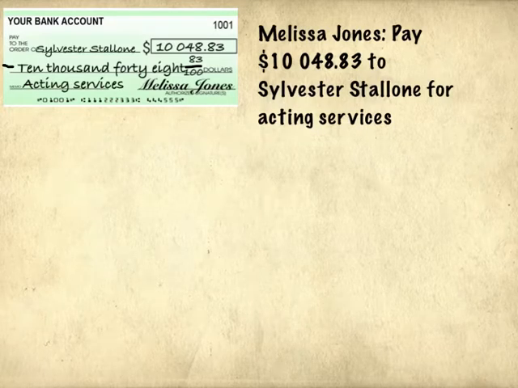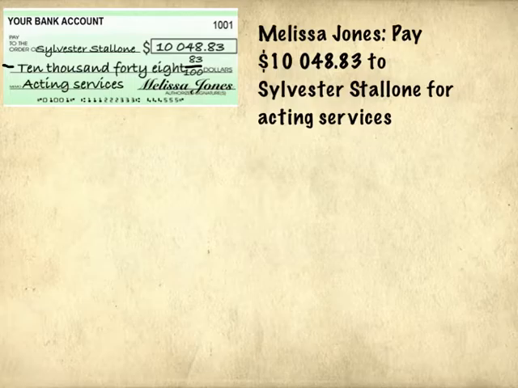And there's what the finished check should look like. So just a quick review. Pay to the order of Sylvester Stallone. Here's the amount written in words, 10,048. I don't need to write dollars, it's already there. 83 out of 100 is the cents. Memo, it's for acting services, and it's signed by Melissa Jones.